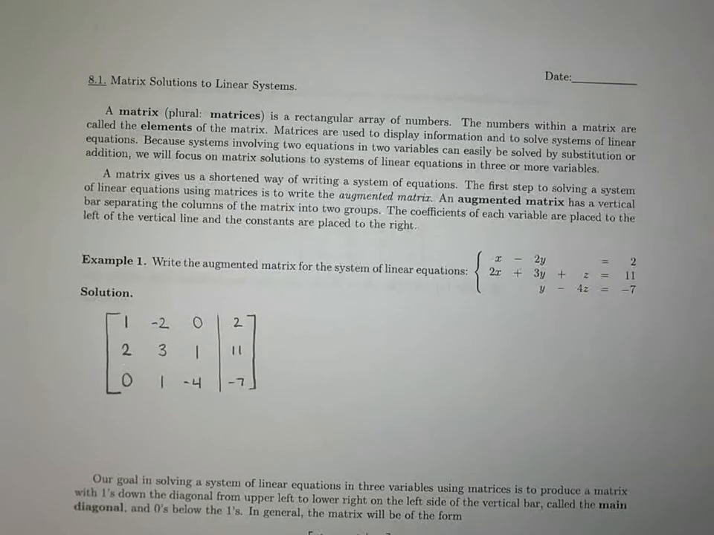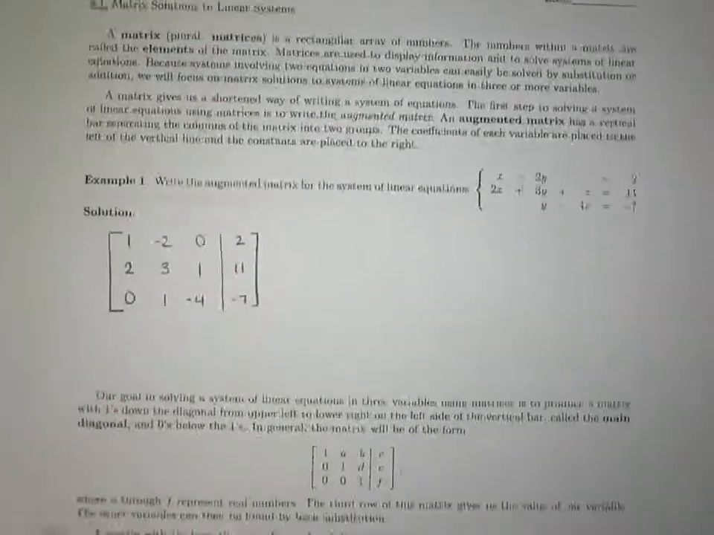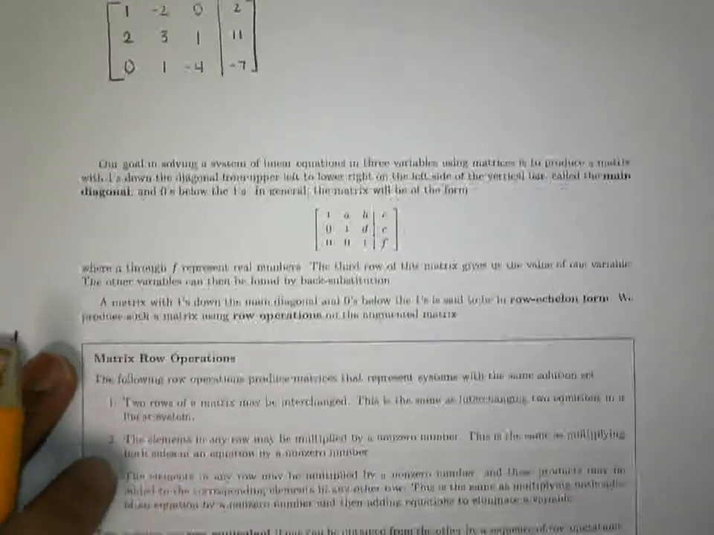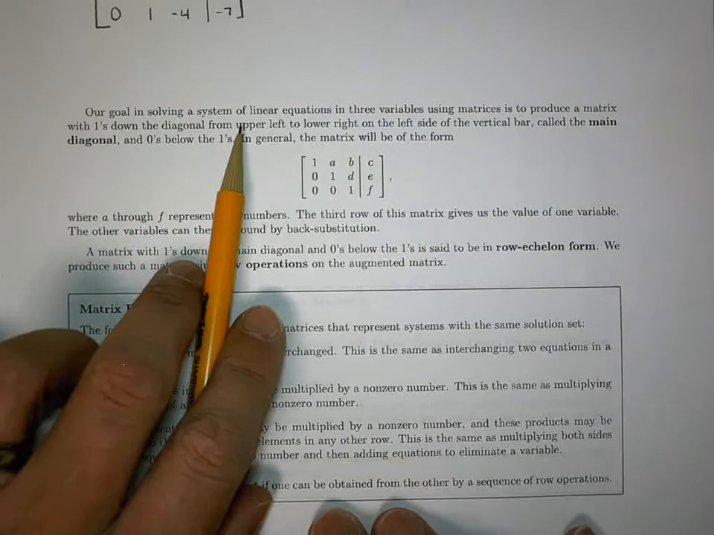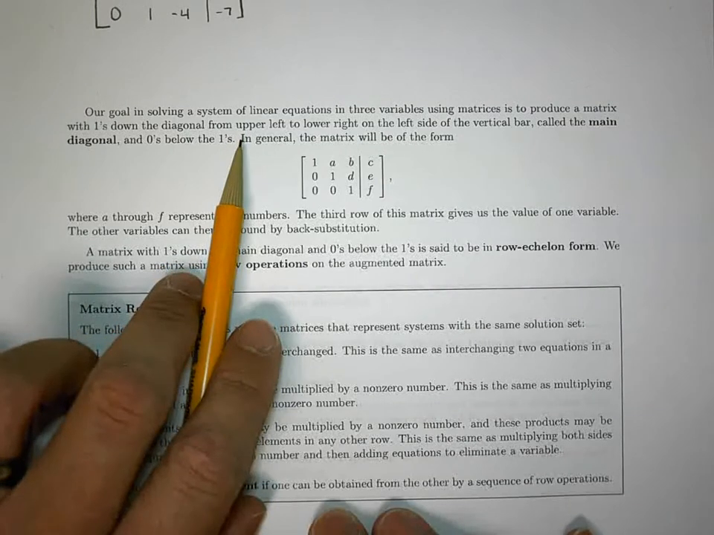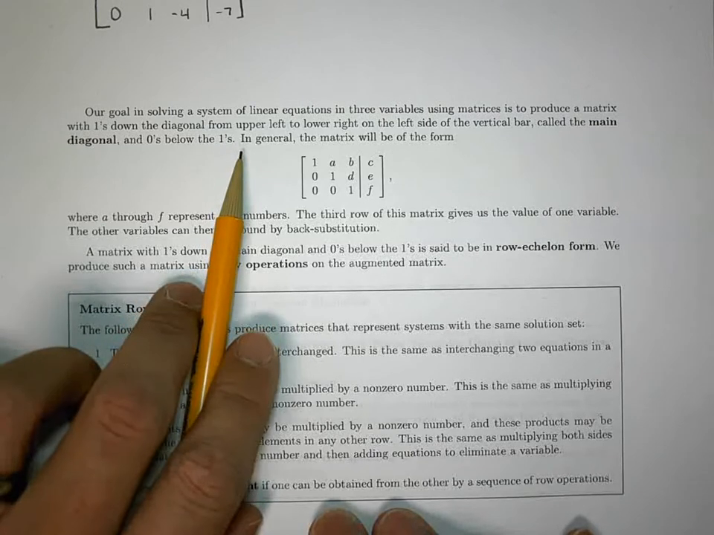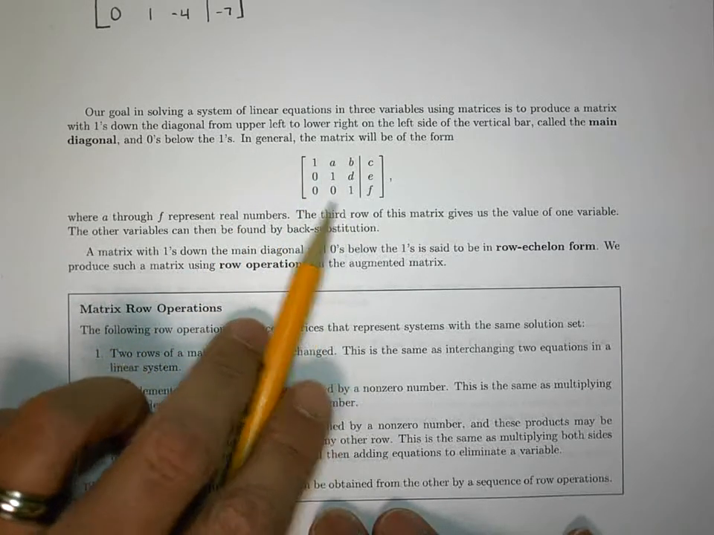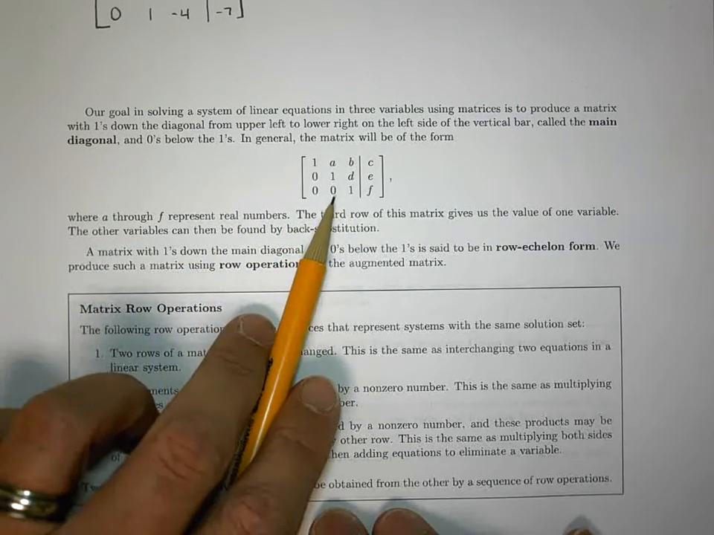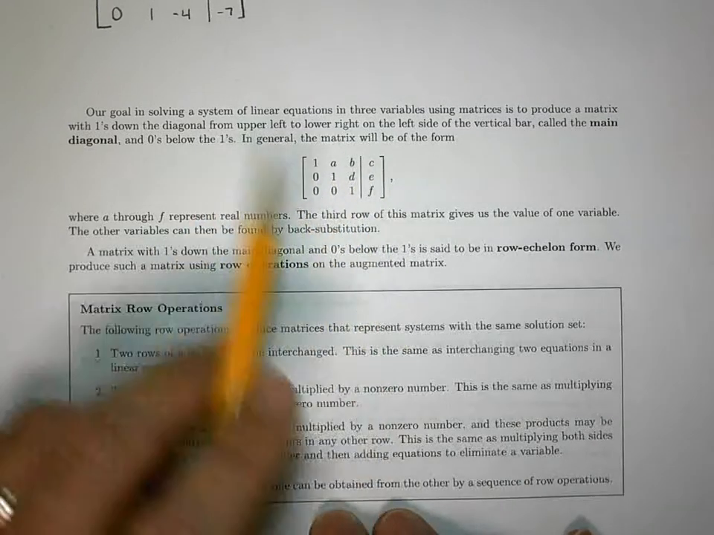Now, let's talk about what it is we're going for here. Our goal in solving a system of linear equations in three variables using matrices is to produce a matrix with ones down the diagonal from upper left to lower right on the left side of the vertical bar, called the main diagonal, and zeros below the ones. So it's going to look like this. I have ones along the diagonal, I have zeros below the diagonal, and then the rest are just whatever numbers they are.